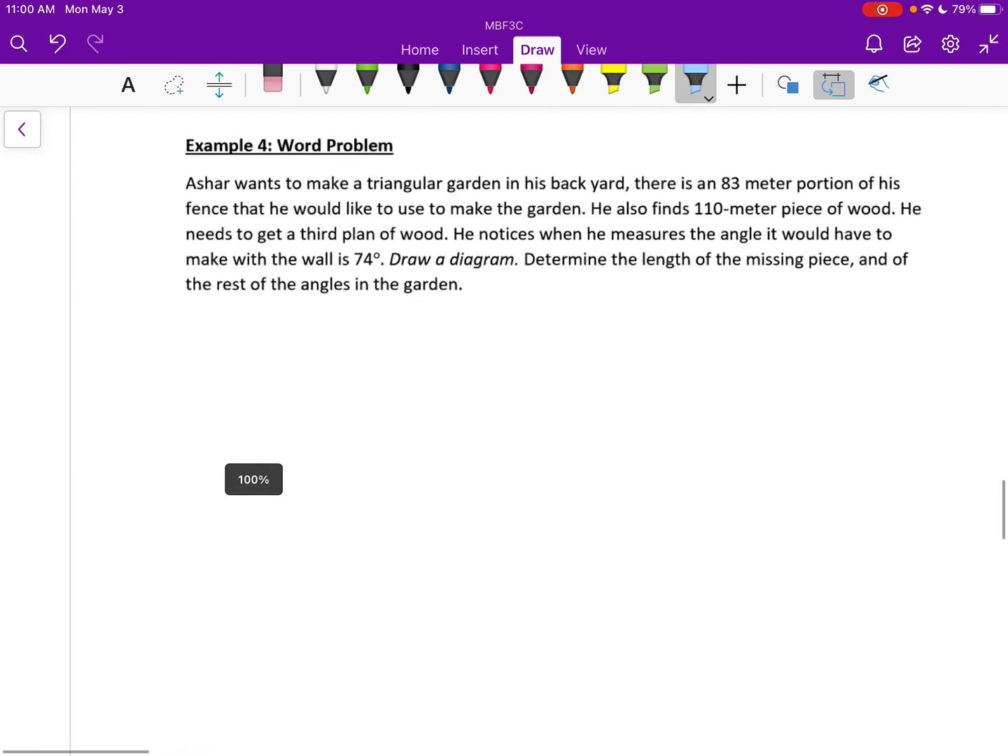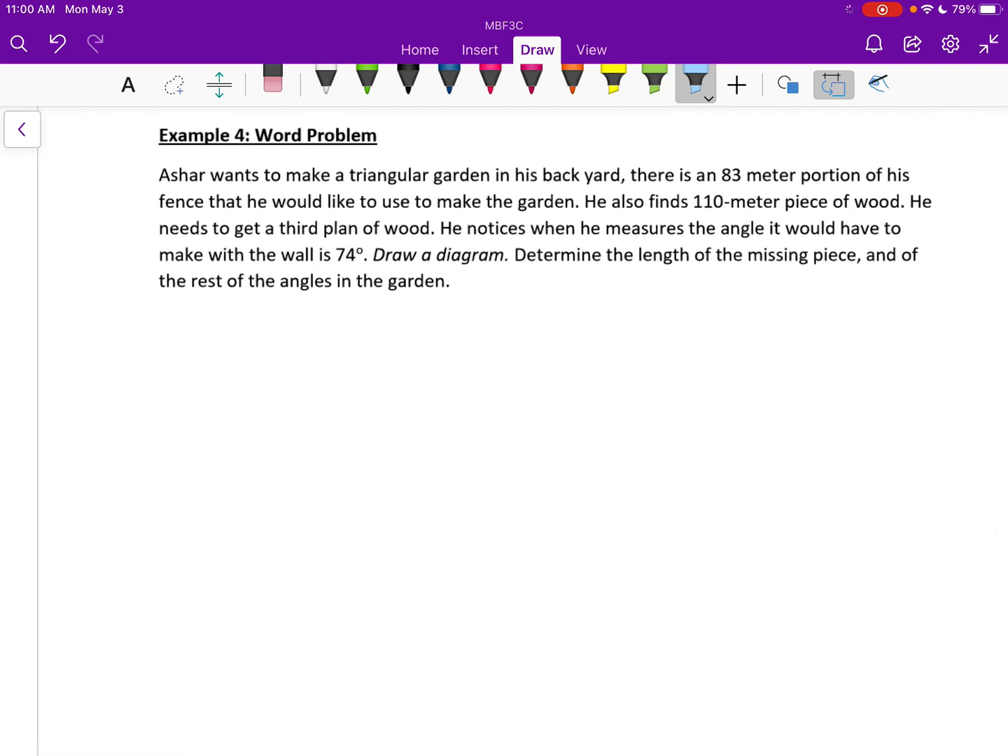All right, and obviously we're going to do a word problem and then we're going to be finished. So for this one, it says that Asher wants to make a triangular garden in his backyard. There is an 83-meter portion of fence that he would like to use to make the garden. He also finds a 110-meter piece of wood. He needs a third plank of wood, and he notices that when he measures the angle it would have to make with the wall, it's about 74 degrees. So first draw a diagram, and then determine the length of the missing piece and the rest of the angles in the garden.